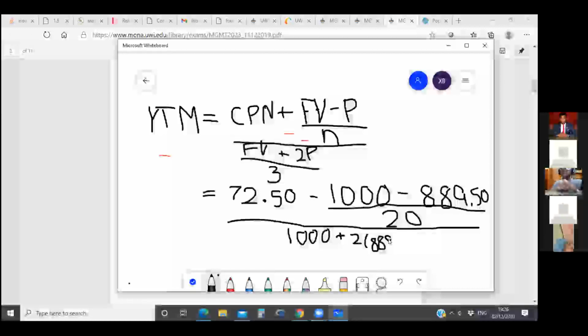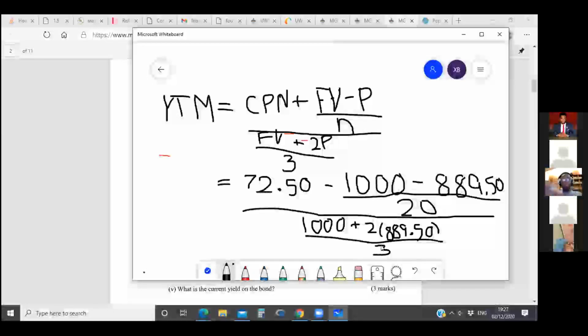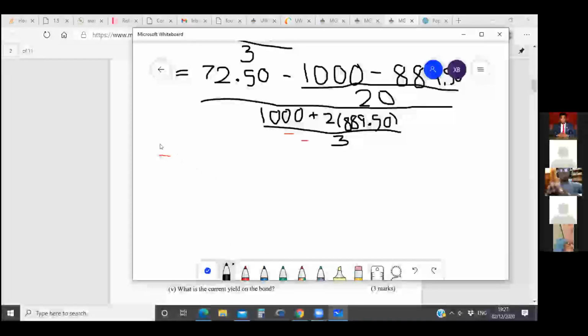So let's actually try that. The coupon rate was 7.25%. To find the actual coupon amount, though, we have to multiply that by the face value. How do we find the face value? Well, we look above here in this question and they tell us it's $1,000. So 1,000 multiplied by the 7.25% would give us 72.50.